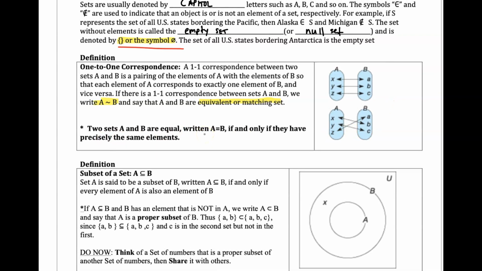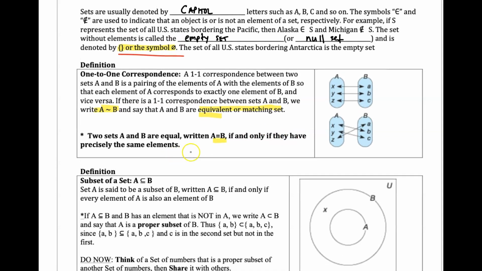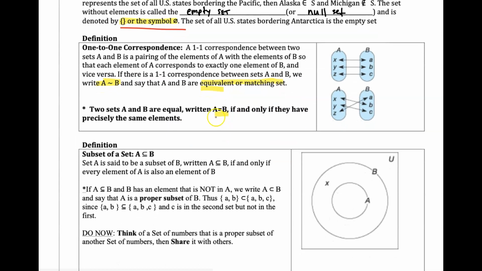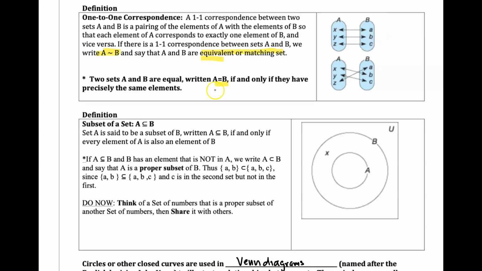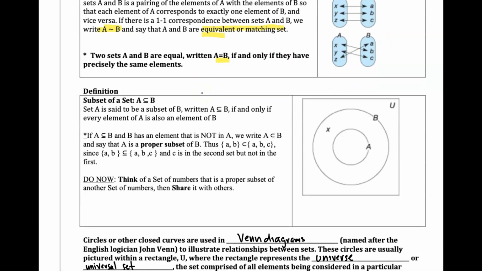Now, you've got to be careful. Equivalent is not the same as equal. Two sets are equal, right, if and only if the sets have the same exact elements. So be careful of that language between equivalent and equal. Equivalent or one-to-one means they just match up together. Equal means they have the same exact elements.